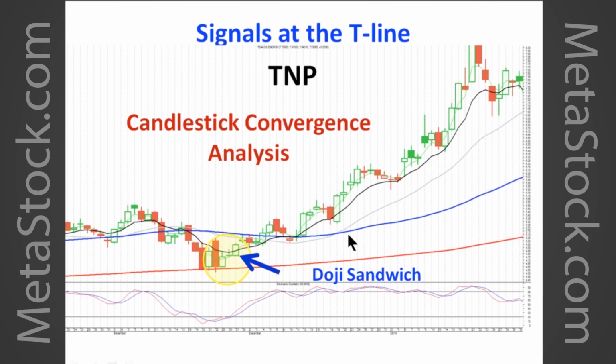And I always tell people, prices do not move based upon fundamentals. Prices move based upon the perception of fundamentals. And candlestick signals are just a graphic depiction of what's going on in investor sentiment.